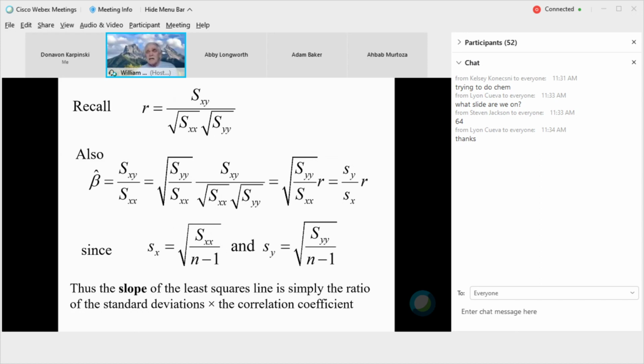If I divide these by n minus 1, I'll get the variances, and take the square root, I'll get the standard deviation of y over the standard deviation of x. So the slope is related to R this way. It's the ratio of the two standard deviations times R.